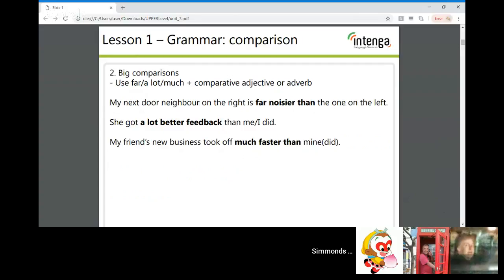Okay. So in the second sentence, I've got a good question here for everybody. She got a lot better feedback than me or than I did. Okay. First of all, feedback. Does everyone know what the word feedback means?